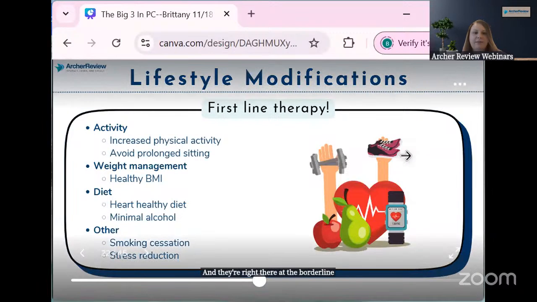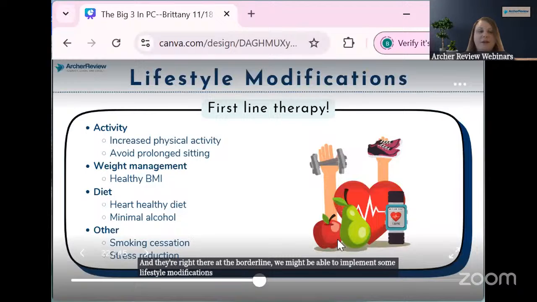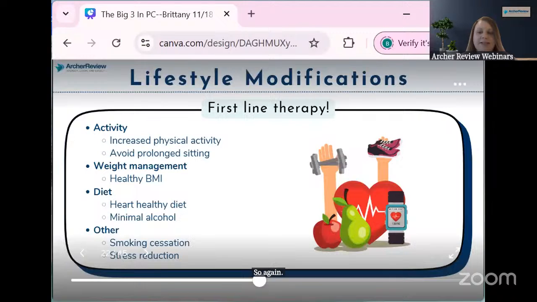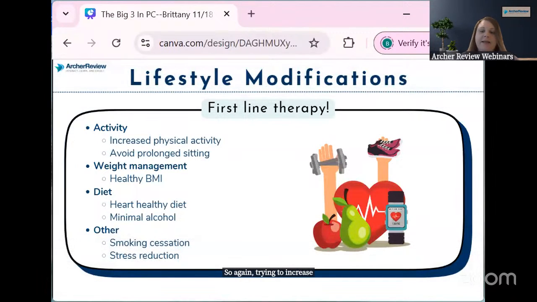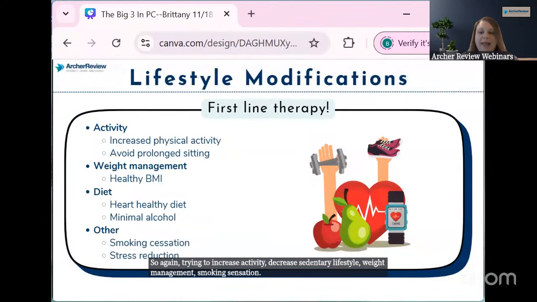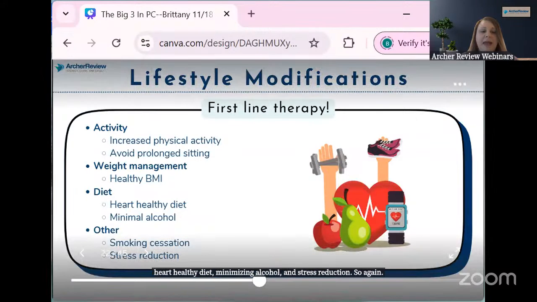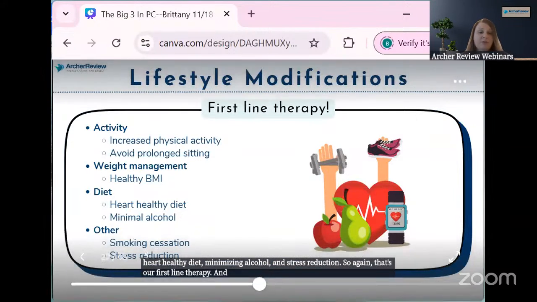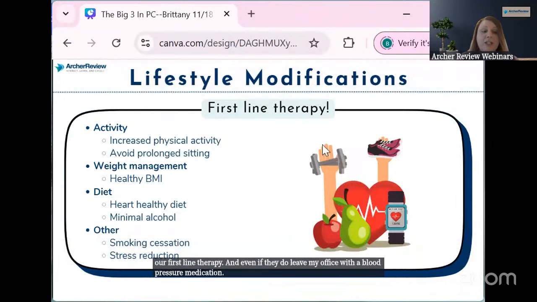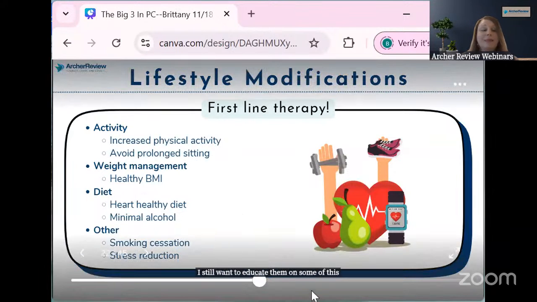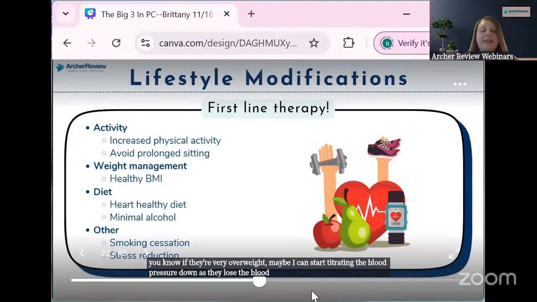able to implement some lifestyle modifications so that they're on the least most effective dose of medication if it does get there. So again, trying to increase activity, decrease sedentary lifestyle, weight management, smoking cessation, heart healthy diet, minimizing alcohol, and stress reduction. So again, that's our first line therapy. And even if they do leave my office with a blood pressure medication, I still want to educate them on some of this. So again, if they're very overweight, maybe I can start titrating the blood pressure medicine down as they lose weight.